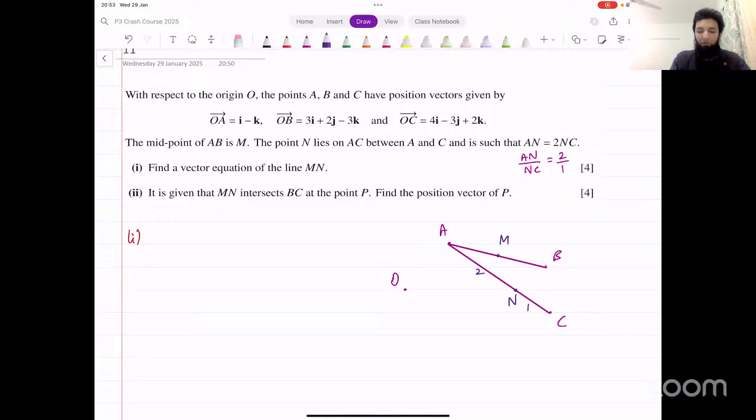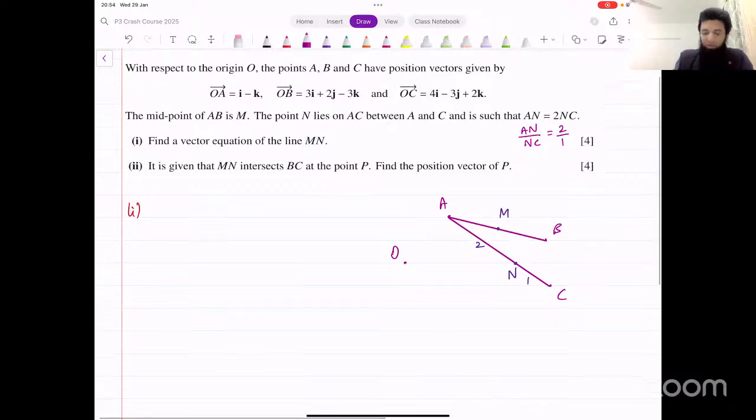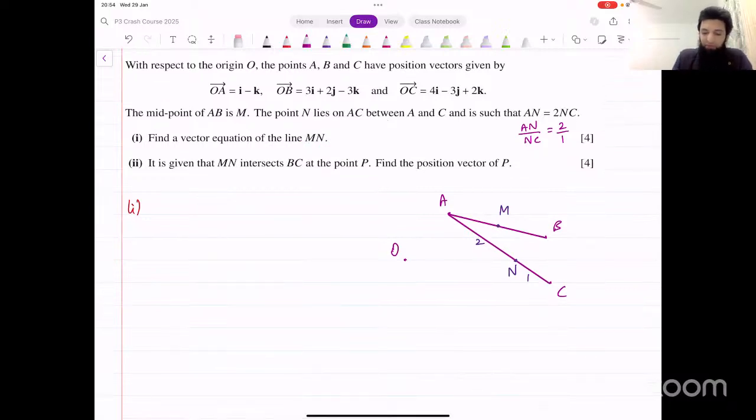Now, what we want to do is find the vector MN. That's what we're looking for. How can you find the vector MN? We want the equation of the line MN. For that, we need the vectors OM and ON. That's what you want: the position vector of the point M and the position vector of the point N. These are two things that we want.